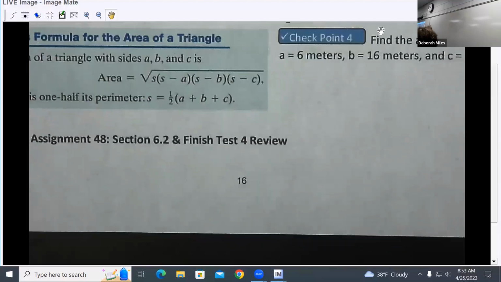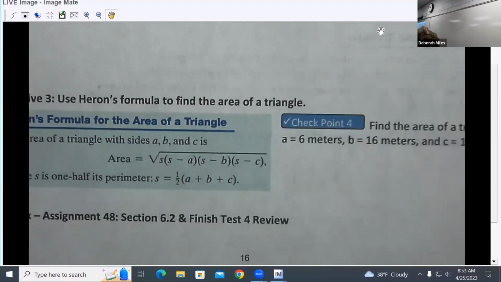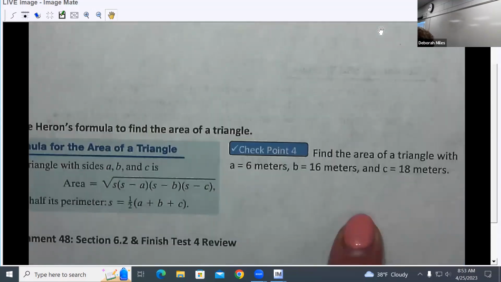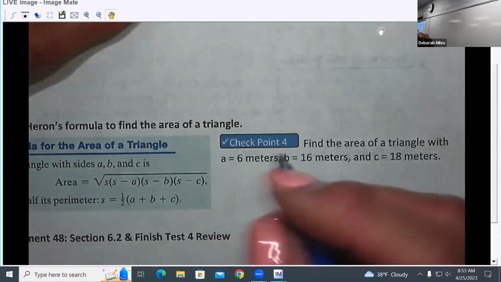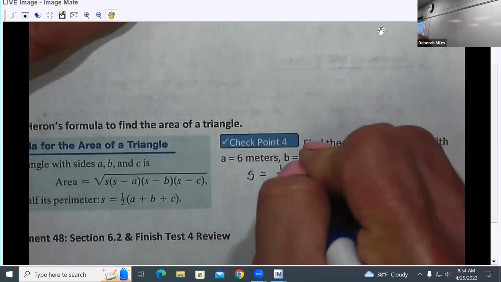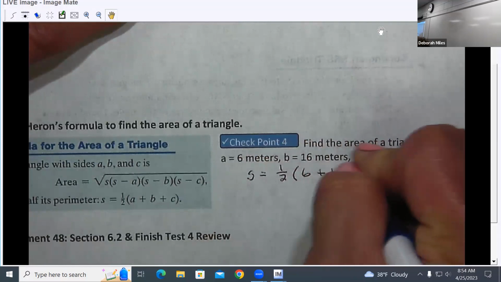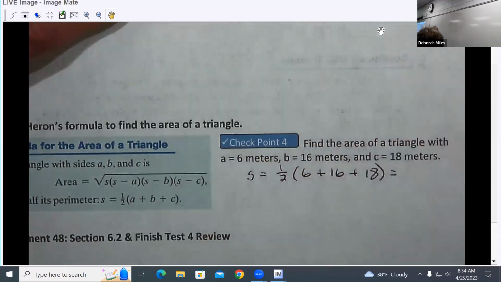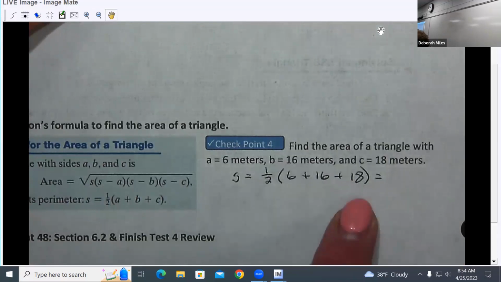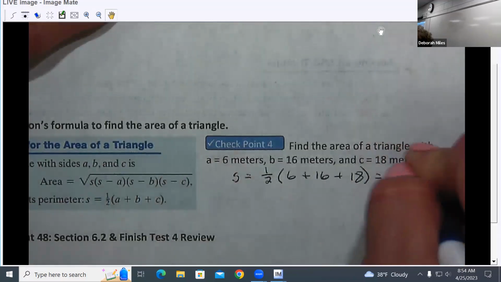All right. Crazy fast, 60 seconds or less. Find the area of the triangle given these three sides with Heron's formula. We need to first find S. S is half of the perimeter. The perimeter is what you get when you add all three sides together. So 6 and 16 is 22 and 18 is 40 and half of that is 20.